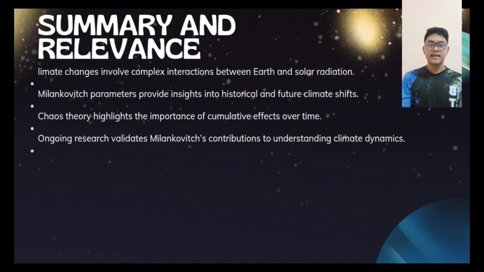Chaos theory highlights the importance of cumulative effects over time. Chaos theory shows that even small changes, like shifts in Earth's tilt or orbit, can accumulate over thousands of years to create significant climate effects. This principle underscores how the Milankovitch parameters, though subtle, have a major influence over long periods.